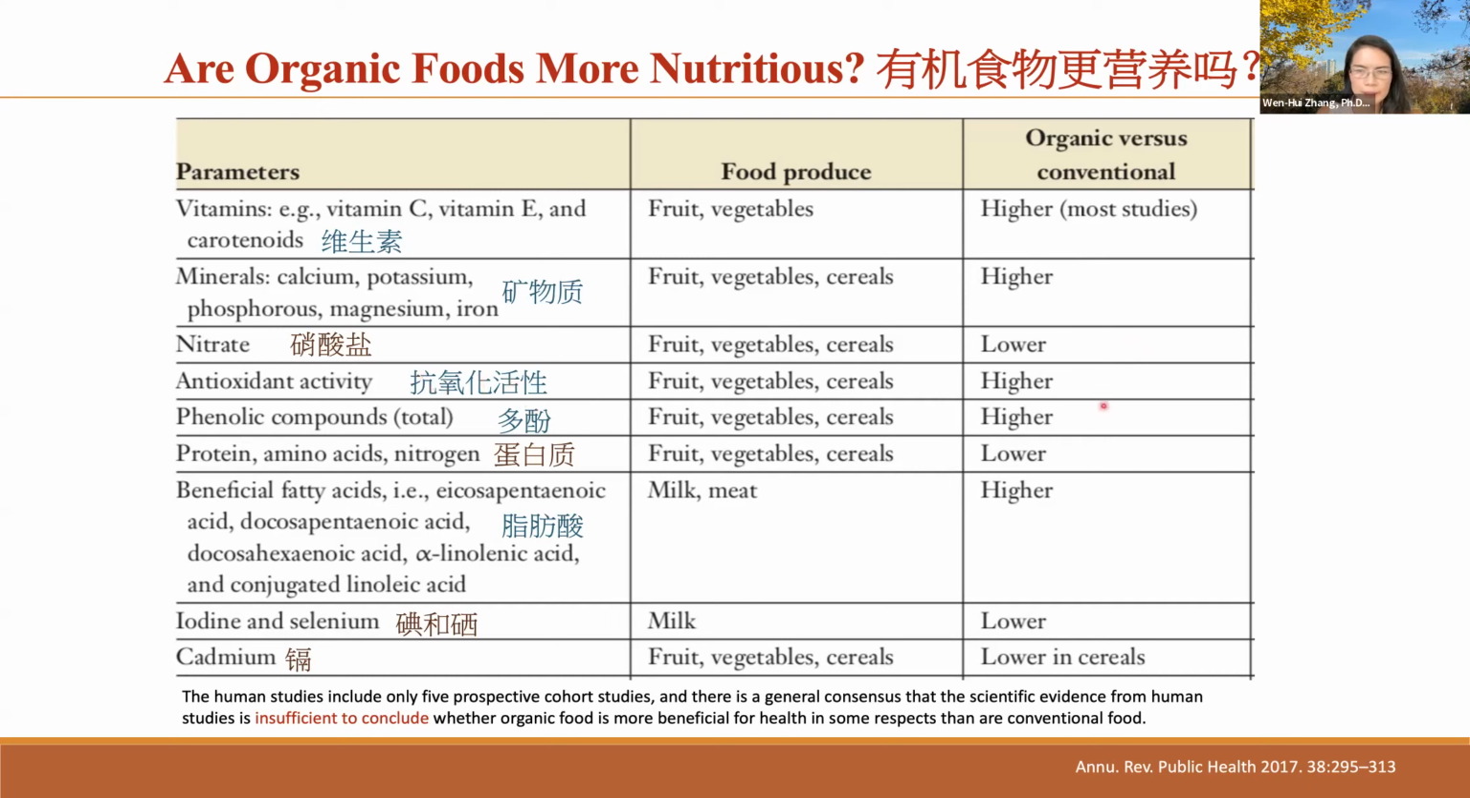And antioxidant activities, phenolic compounds, protein, amino acids. Protein is high in nitrogen, so protein is more in conventional foods, less in organic foods. But antioxidant activity is higher in organic foods. Other beneficial fatty acids are also higher in organic foods, but iodine and selenium, mostly from milk, are lower in organic foods. Heavy metals are lower in organic cereals.